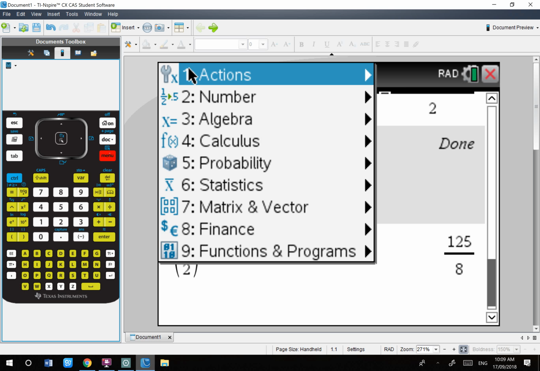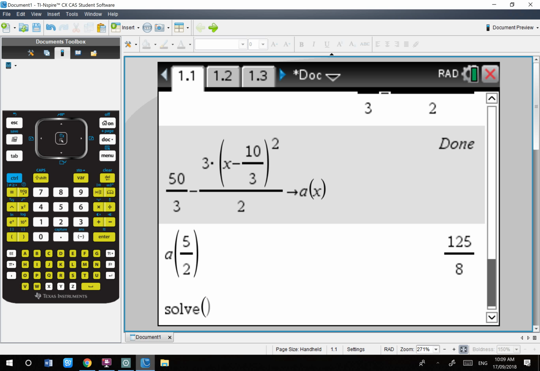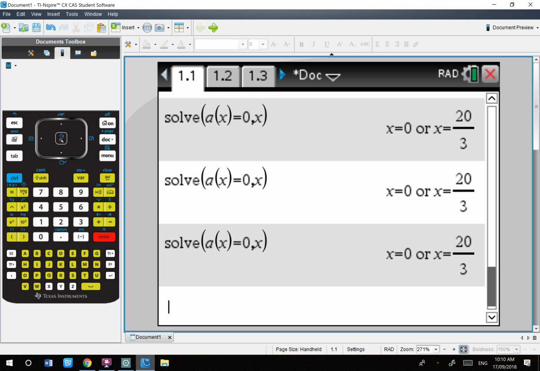I will go menu number 3 and number 1 to solve. I want to solve for what? I want to solve for the x-intercept. I will make a bracket x equals to 0, comma x. a(x) equals to 0, comma x. Press enter and make it higher. So x equals to 0, x equals to 20 over 3.